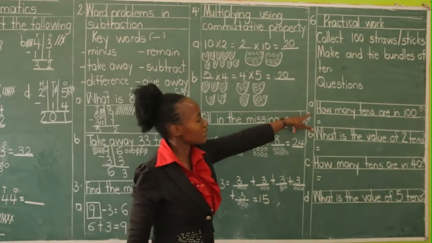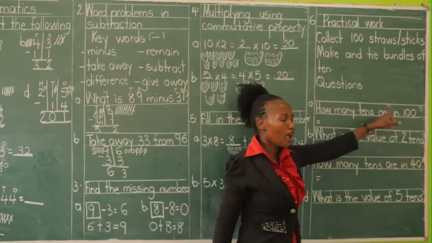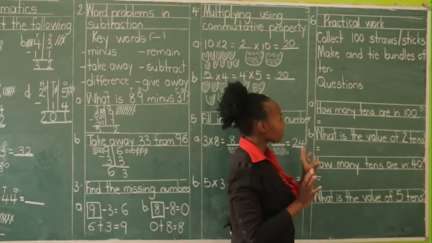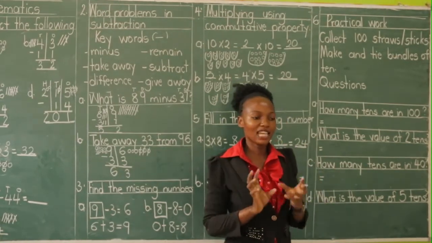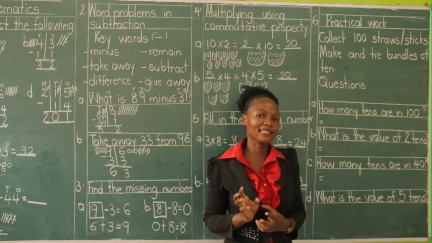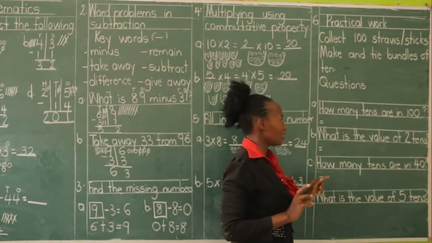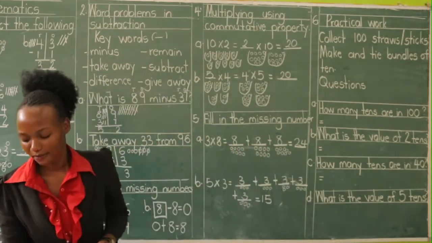But our first question is, how many 10s are in 100? It means we are going to first get our 100 straws. After getting the 100 straws, then we start counting in 10s and see how many 10s we are going to find in 100 straws. Let's first count the 100 ones.